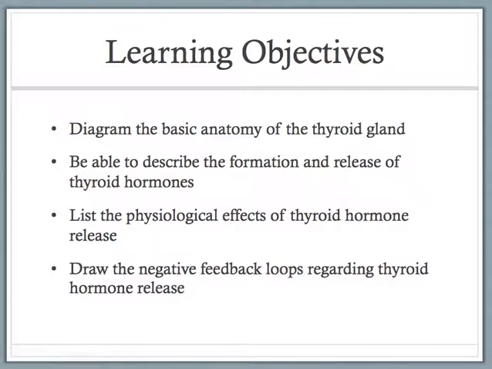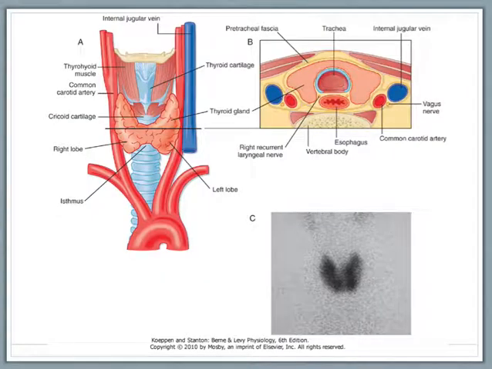And then, as I've mentioned with all the endocrine chapters, if you're able to diagram the feedback loops, and this is a pretty straightforward negative feedback loop system, if you're able to diagram that, you are going to be just fine for understanding the control of release of these hormones. So let's first take a look at the anatomical location of the thyroid gland.